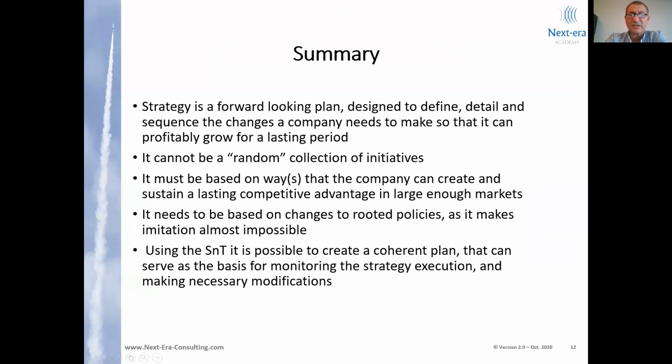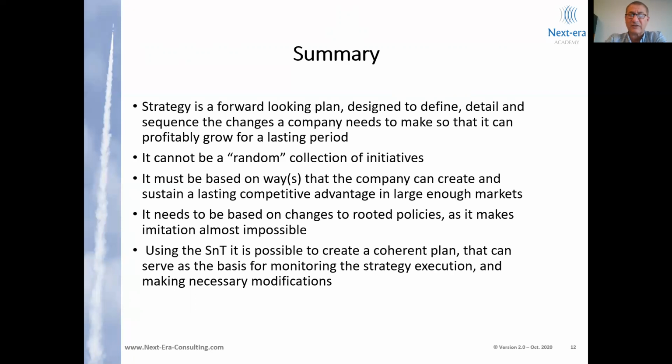So strategy is a forward-looking plan. It is designed to define, detail, and sequence the changes the company needs to make so it can profitably grow for a lasting period. It cannot be a random collection of initiatives. This is sadly very common, but very ineffective. It must be based on ways that the company can create and sustain a lasting competitive advantage in large enough markets through changing rooted policies and paradigms, making it much more difficult for competitors to imitate.